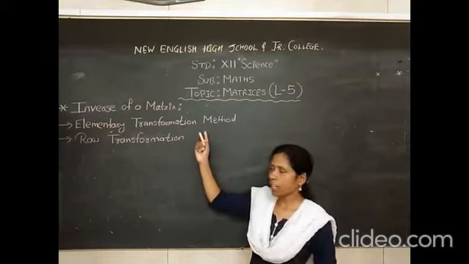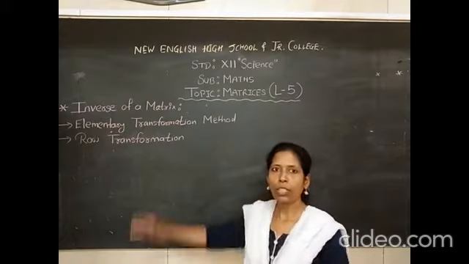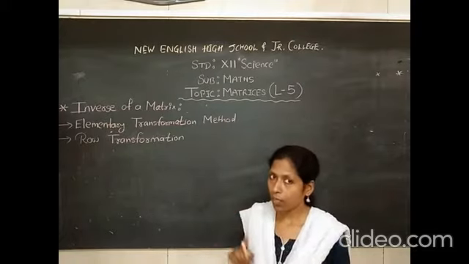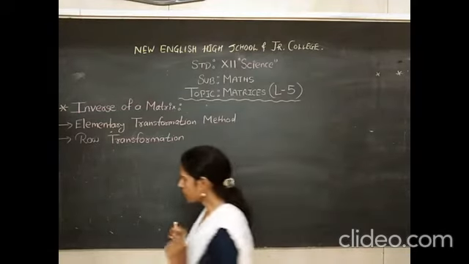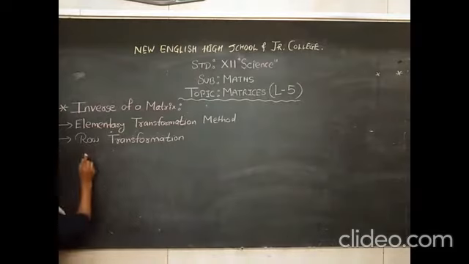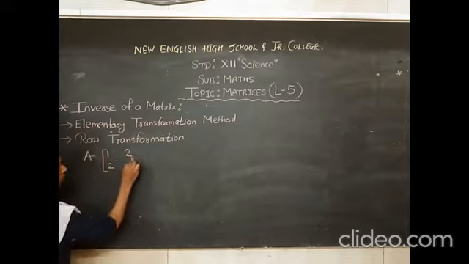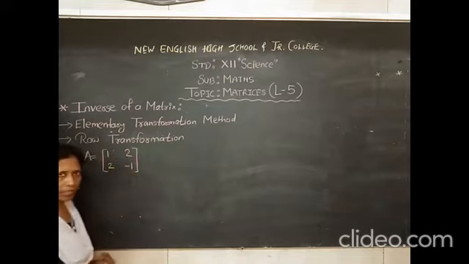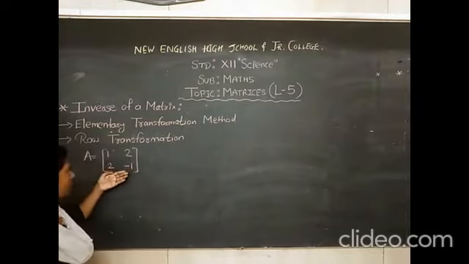In the elementary transformation method, first I will solve a problem using the row transformation method. Let A be a matrix 1, 2, 2, minus 1. This is a matrix. We will find its inverse.